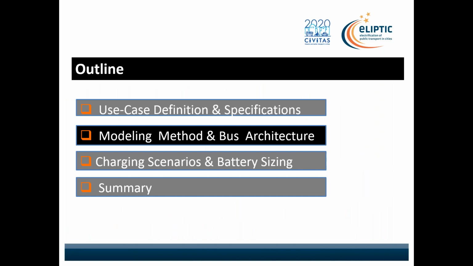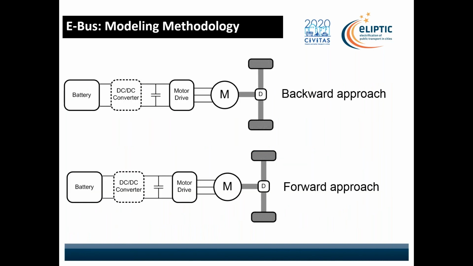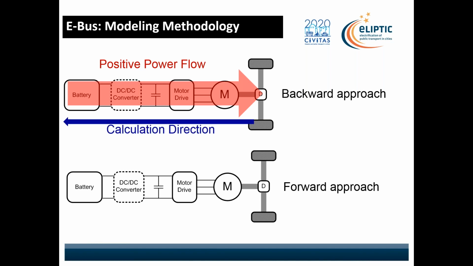Here I will start with the modeling approach that we use and the bus architecture. As you can see, there are two different ways to model the bus: the backward approach and the forward approach. As you can see here, the positive power flow comes from the battery to the wheel, and the calculation is coming from the drive cycle to size the battery.